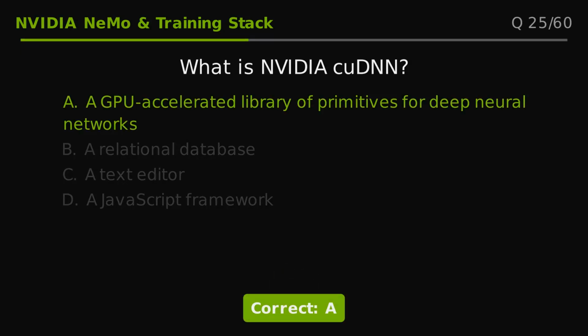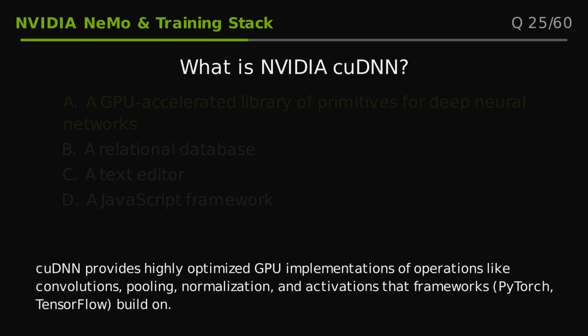The correct answer is B. NVIDIA provides highly optimized implementations of operations like convolutions, pooling, normalization, and activations that frameworks like PyTorch and TensorFlow build on.